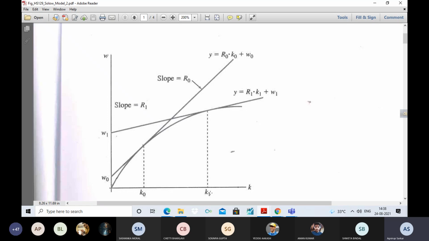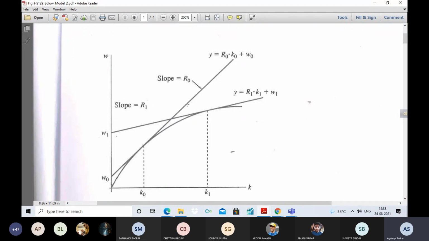Respectively. So as K rises during the transition, from K0 to K1, the figure shows that the slope of the tangent straight line declines from R0 to R1. At K0, what is the slope of the tangent straight line? The slope is R0. And at K1, what is the slope of the tangent straight line? It is R1. So R1 definitely is flatter than R0.